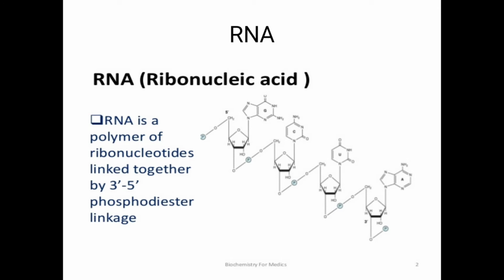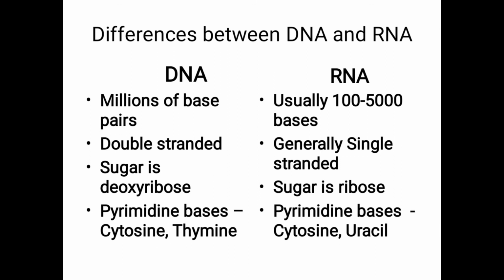RNA is a polymer of ribonucleotides linked together by 3' 5' phosphodiester linkage. I am not going into much detail here. Today I am taking DNA. So the difference: DNA contains millions of base pairs, RNA usually 100 to 5000 bases. DNA is double stranded but RNA is generally single stranded.